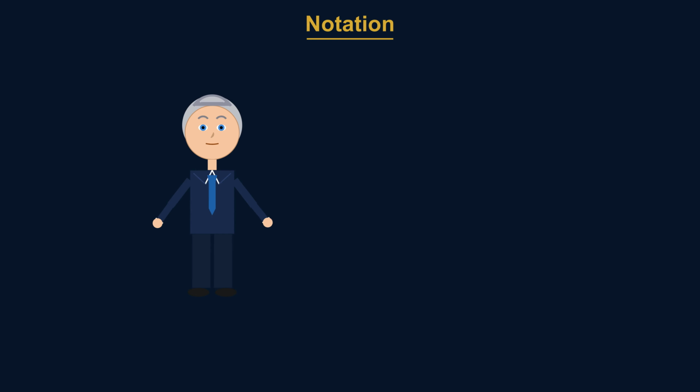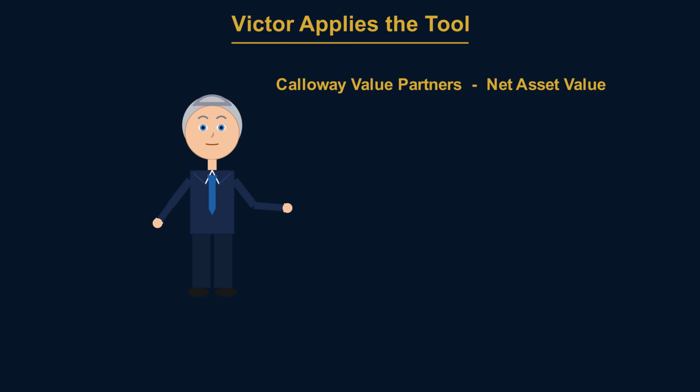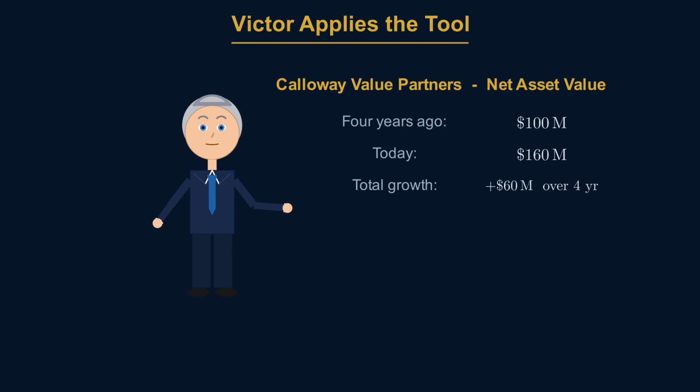Victor sets his letter down. The first thing he does is pull up Callaway Value Partners' net asset value over the last 4 years. The fund started at $100 million. It's sitting at $160 million right now. That's a $60 million growth in the last 4 years. So the average rate of change is 15 million per year.